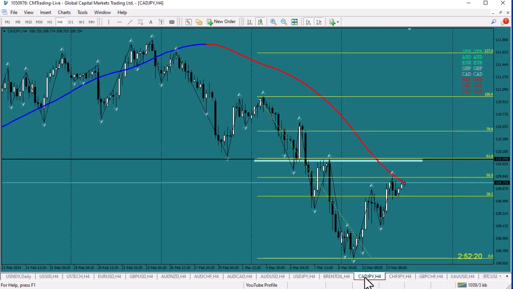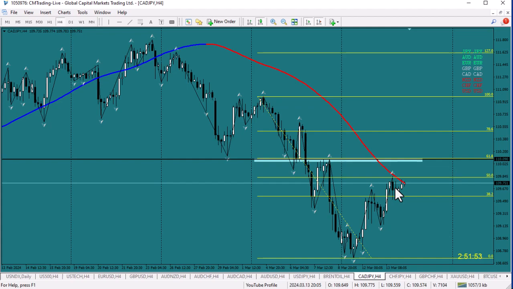Then on the CAD yen. CAD yen retracing nicely. So CAD neutral. I'm not after that, but I'm after the yen long. So shorting the CAD yen will put me long on the yen. So I'm really looking at this one. Strong level, support, resistance. I'm looking at that 61% level to see if I can get something out of it, if it can get back up there today.